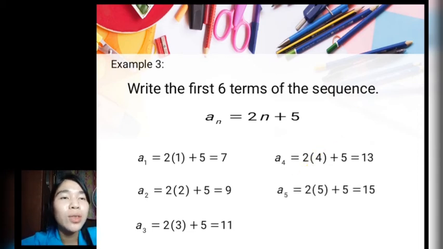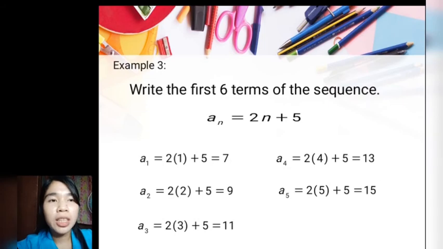Now, let's proceed to the fifth term. So, we have here the number of the term as 5. So, we have the equation a sub 5 is equal to 2 times 5 plus 5. So, 2 times 5 is equal to 10 plus 5, it is equal to 15.